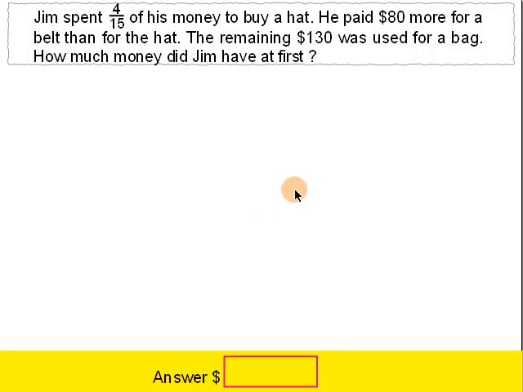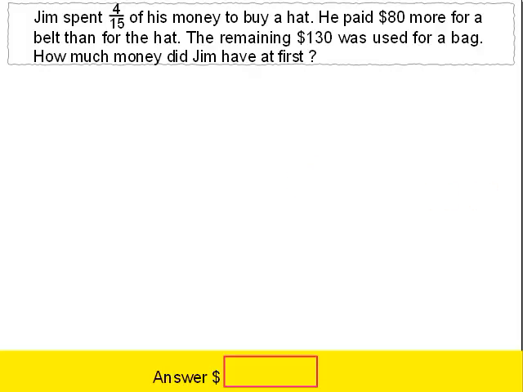Well, this question says that Jim spent 4/15 of his money to buy a hat. He spent $80 more for a belt than the hat. And the remaining $130 was used for the bag. So how much money did Jim have at first?